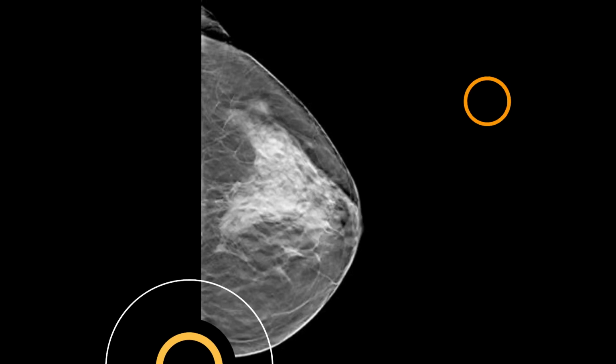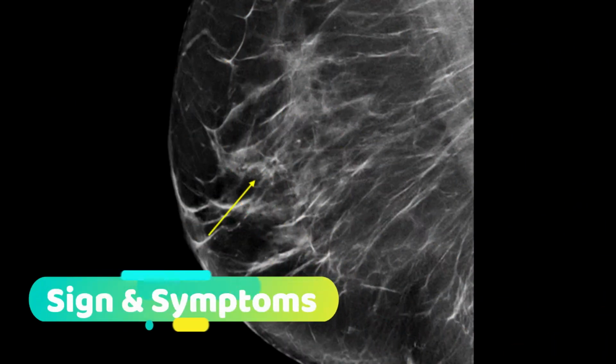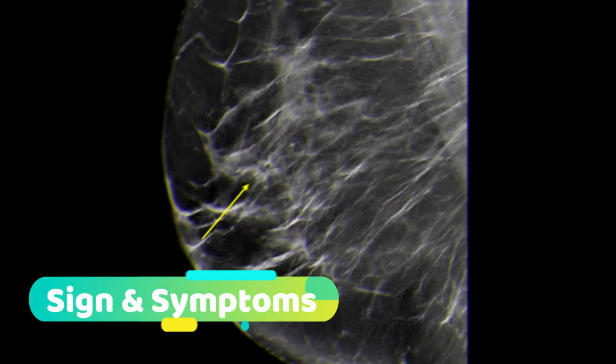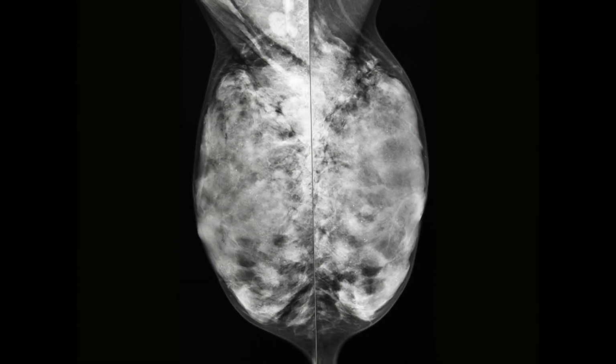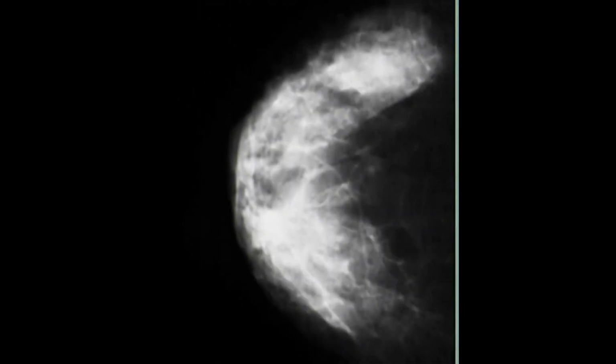How do I know if I have dense breasts? Only a mammogram can show if a woman has dense breasts. Dense breast tissue cannot be felt in a clinical breast exam or in a breast self-exam. For this reason, dense breasts are sometimes referred to as mammographically dense breasts.